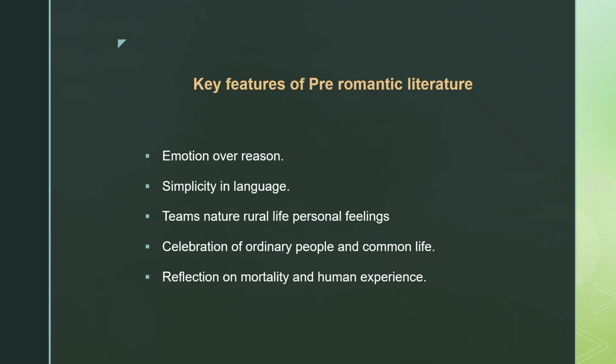Key features of pre-romantic literature. Pre-romantic literature emphasized emotion over reason, simplicity in language, and themes drawn from nature and common life. Moreover, the writers of this period started to explore personal feelings, rural life, and mortality. It was also reflecting human experiences in a more natural and heartfelt way.